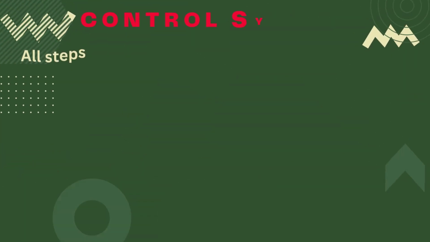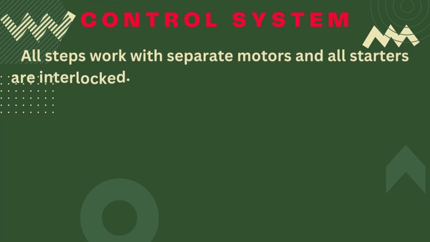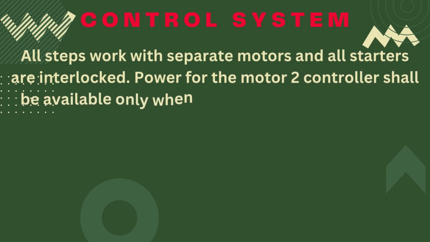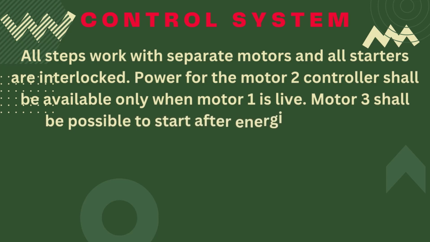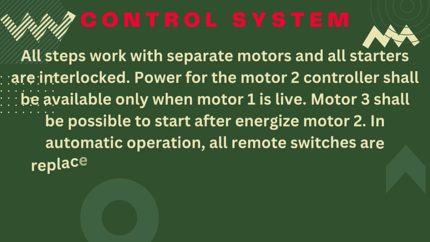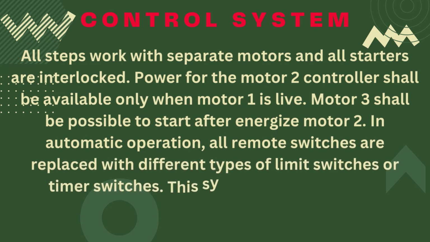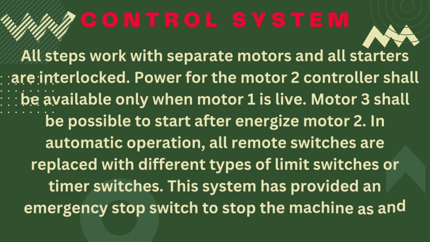All three steps work with separate motors, and all starters are interlocked. Power for the motor 2 controller shall be available only when motor 1 is live. Motor 3 shall be possible to start after energize motor 2. In automatic operation, all remote switches are replaced with different types of limit switches or timer switches. This system has provided an emergency stop switch to stop the machine as and when required.